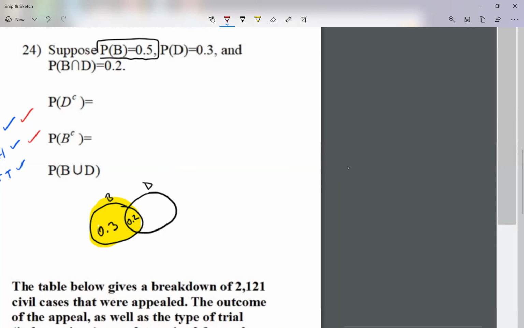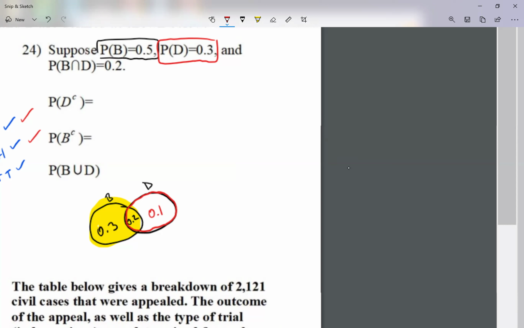Let me look at the whole circle D, which is 0.3. And let me highlight it right here. You guys see my whole circle D has to be 0.3. Part of it is 0.2. So shouldn't that remainder be 0.1? Because the whole circle is 0.3. Okay, I'm going to be able to complete this.